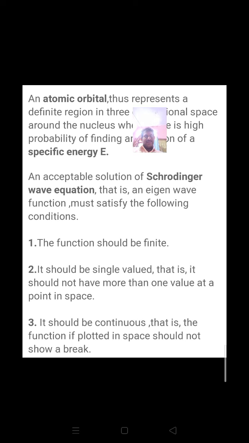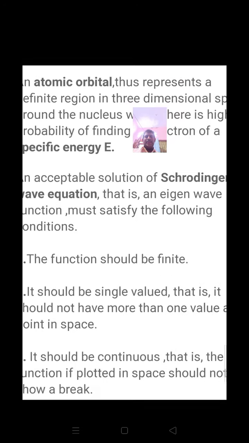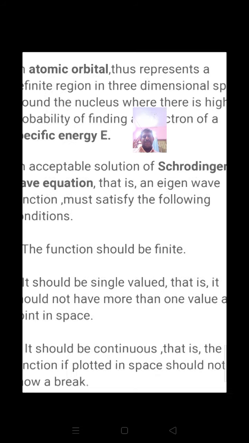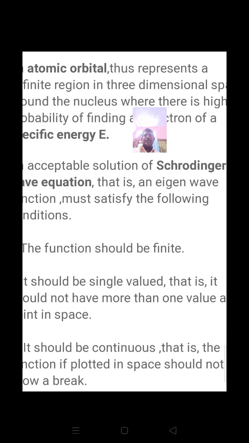The wave function psi may be positive, may be negative, and sometimes zero, but the square of the wave function, that is psi square, must always be a positive value. This is the significance of the Schrodinger wave equation.